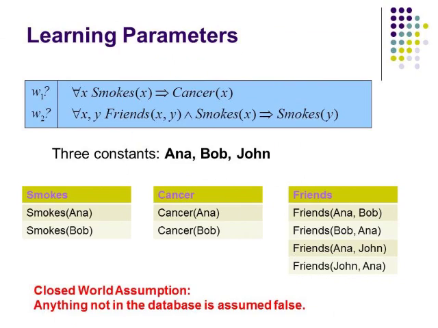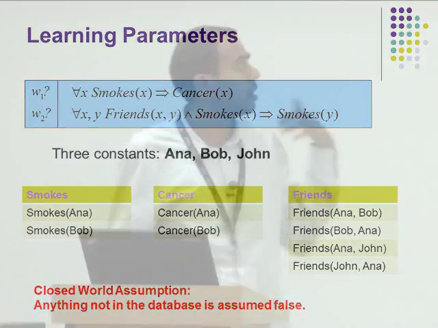So coming to learning, what does learning correspond to? The parameters of the model are the weights that you have. Of course you can learn the structure, but I'm not going to talk about that. So given the formulas, that is the structure of the network, you want to learn the weights. And your training data comes in the form of a relational database here. So you know who smokes, who has cancer, and who is friends with whom.